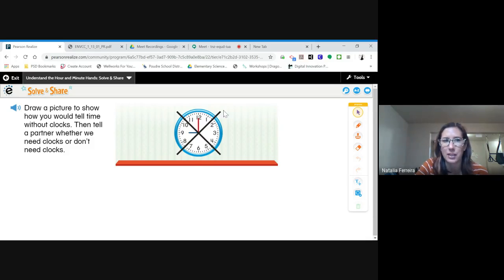So our task today for our solve and share is draw a picture to show how you would tell time without clocks. Then tell a partner whether we need clocks or we don't need clocks. Now, we don't have a partner like we do in class, but you can tell somebody at your house. Tell them if you need clocks or you don't need clocks.